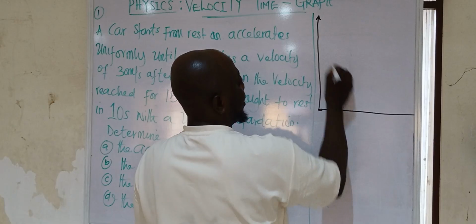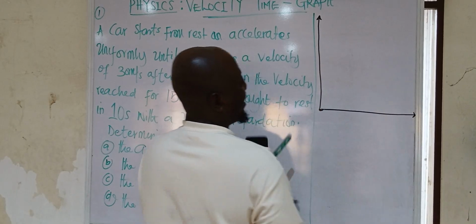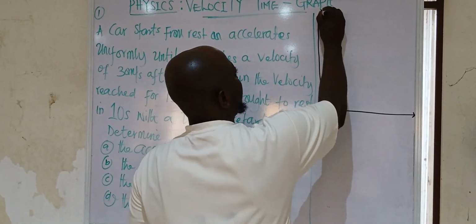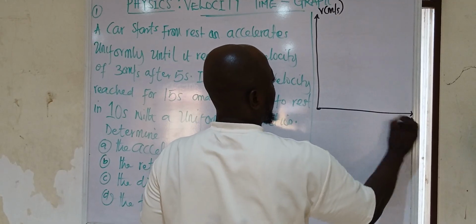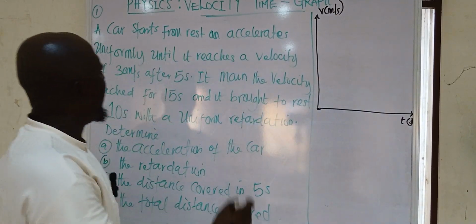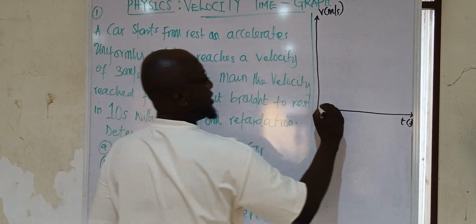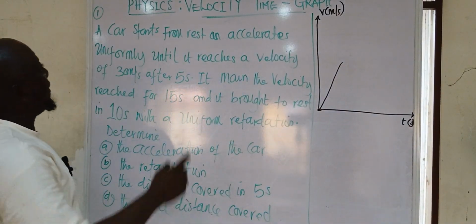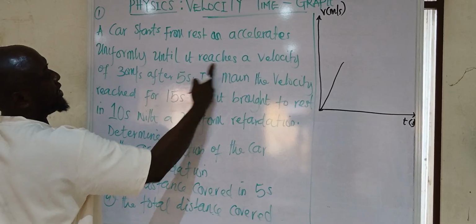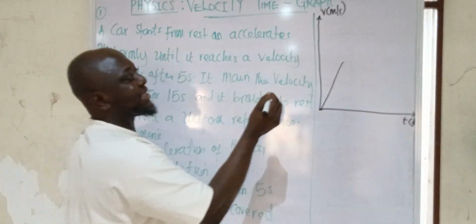So this is my velocity and this is my time. So we are doing V against T, which is in seconds. Now, a body accelerates. The word accelerate goes up like this. They said uniformly until it reaches the velocity of 30.